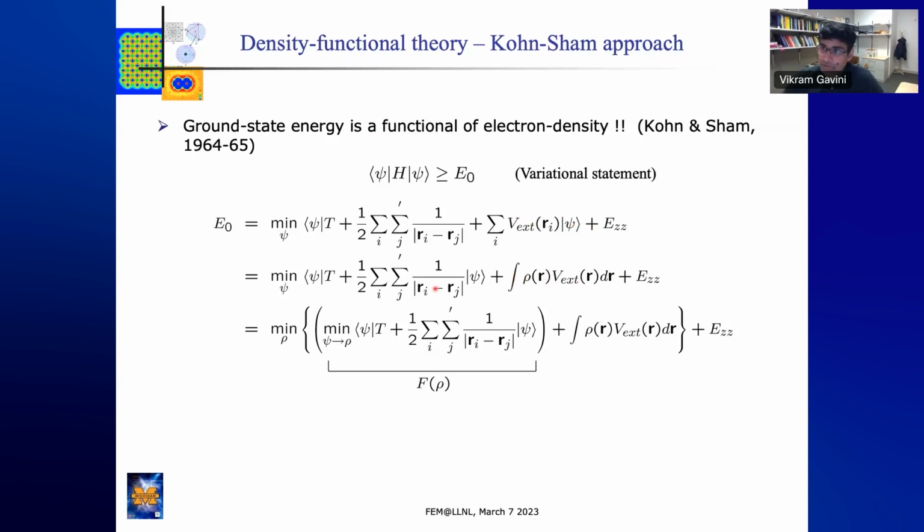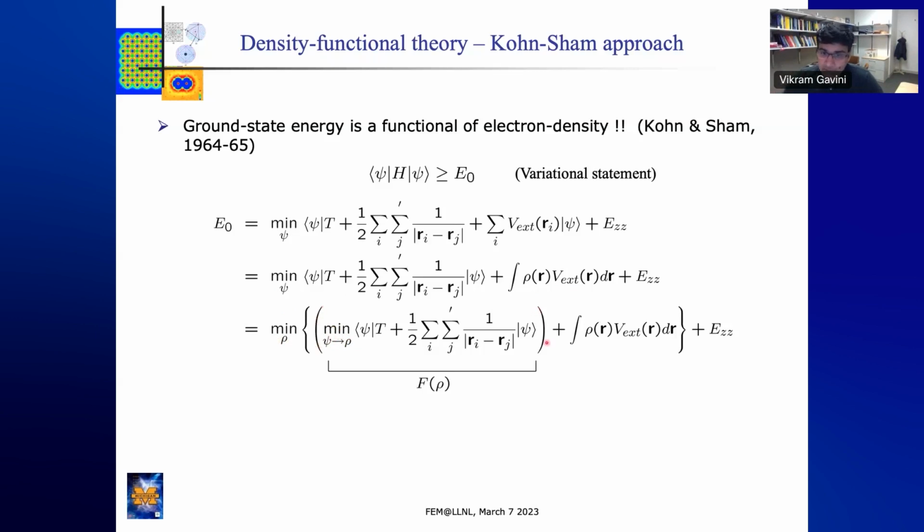But if you look at the first two terms, they still depend explicitly on the wave function. But we can take this minimization over all admissible wave functions and split it into two minimizations. One is a minimization over all electron densities rho, another a minimization over all wave functions that give a particular electron density rho. Because psi is in a high dimensional space and rho is in a three-dimensional space, you can think of this as a dimensionality reduction.